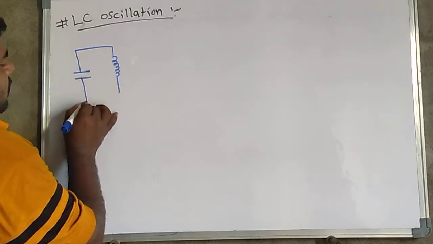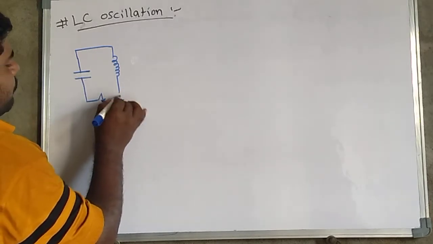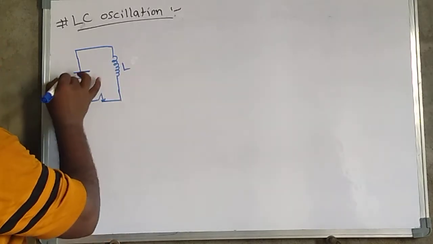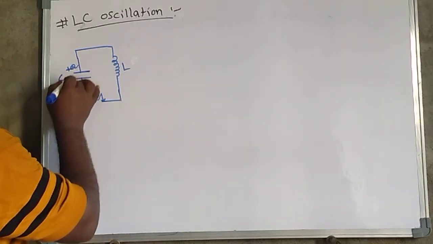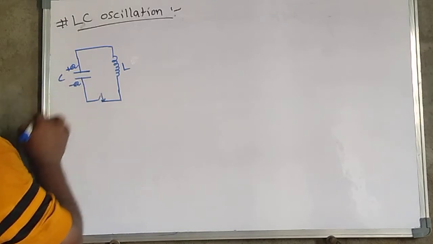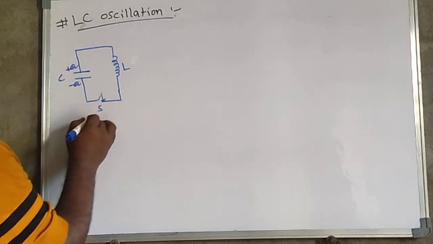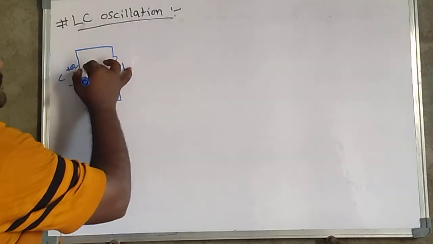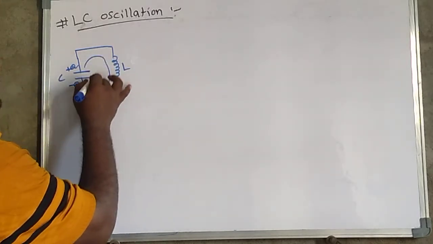This capacitor is connected to an inductor with the help of a switch. This is the inductor, named L, and this is the capacitor C. Here the upper plate has positive Q and the lower plate has negative Q. At time t equal to 0, the switch is closed. In this situation, the current moves in this direction.